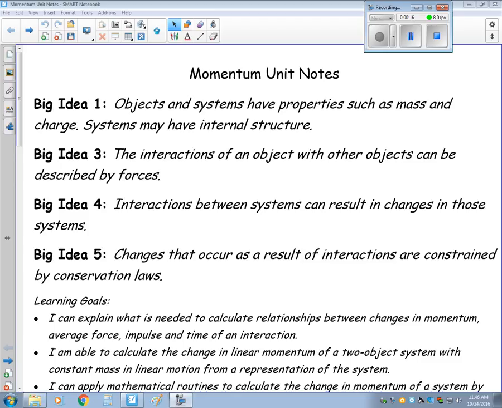Objects and systems have properties such as mass and charge. Systems may have internal structure. So what that means is we're going to deal with objects interacting with each other inside a larger system.